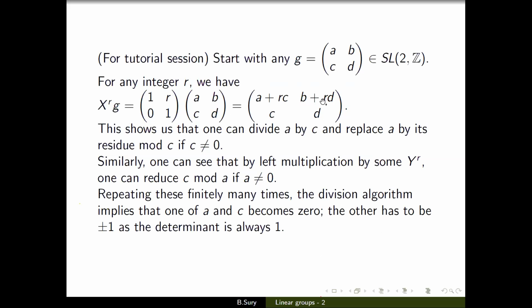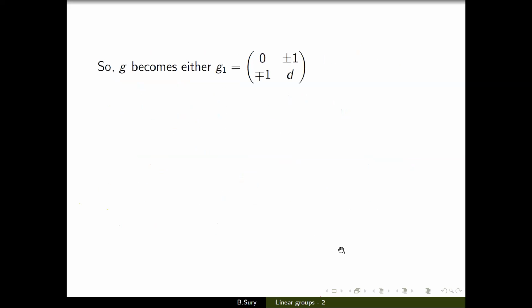So the matrix has determinant 1. That means this product is equal to 1. There are two integers whose product is 1, so this had better be plus or minus 1. That's what I'm saying here. One of them is 0, the other becomes plus or minus 1. So G becomes either this or something like this. Because if a has become 0, then it must look like this, and when c has become 0, it has become like this.